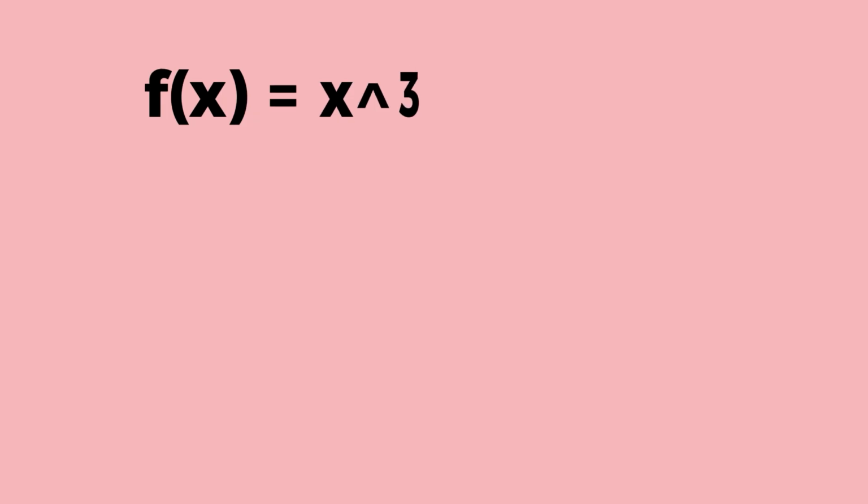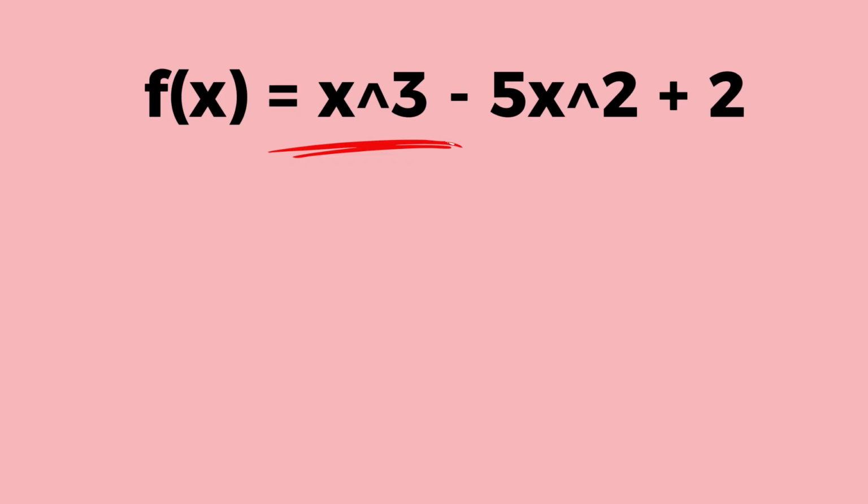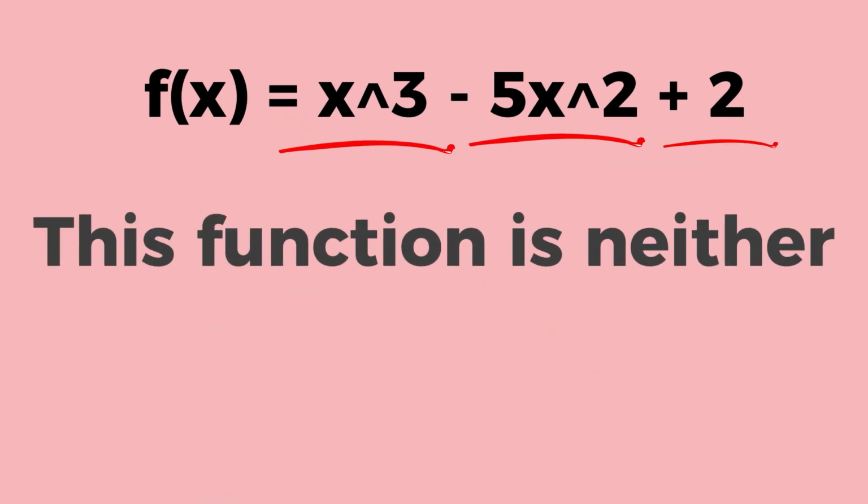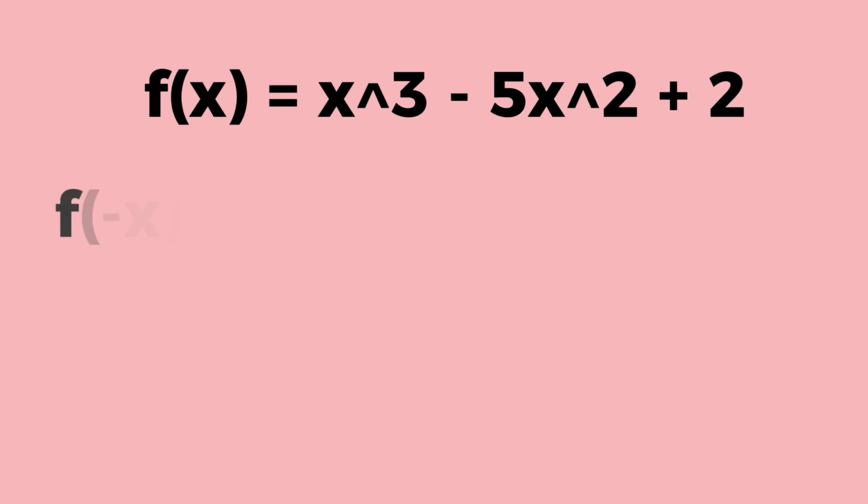Suppose f of x is equal to x to the power of 3 minus 5x to the power of 2 plus 2. So our first term has power 3, which is odd. Our second term has power 2, which is even. Whenever you see even and odd powers together, you understand that the function is neither. That is, it is neither even nor odd. This is how to identify a function that is neither odd nor even.